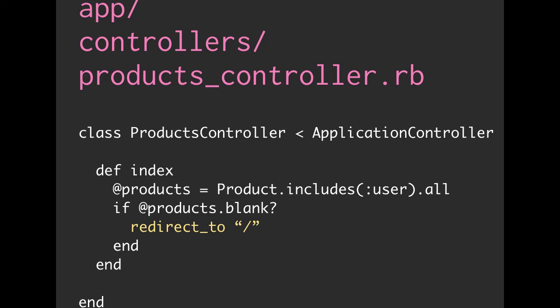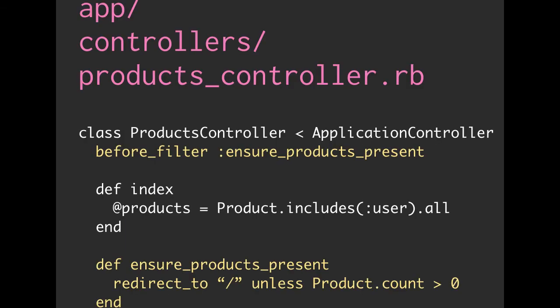In practice, that might not make so much sense. You might want to redirect to a new products page and give them a message saying, hey, no products have been added. But the point is that we can redirect from our controller. So if a user comes in and we pull all of our products, if there aren't any, we're going to redirect to the homepage. If a user comes in and there are products, then we're just going to render index normally. So we can render, we can redirect.